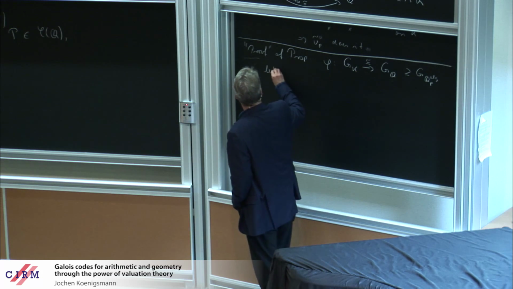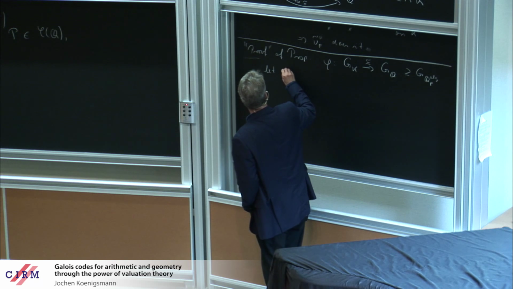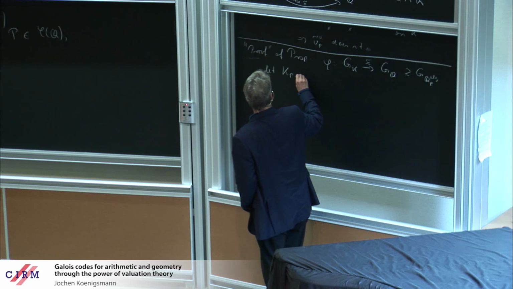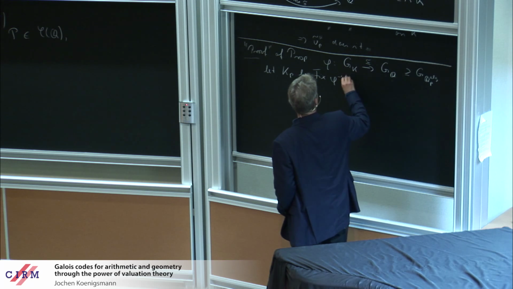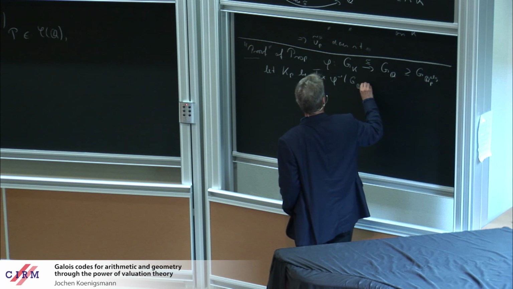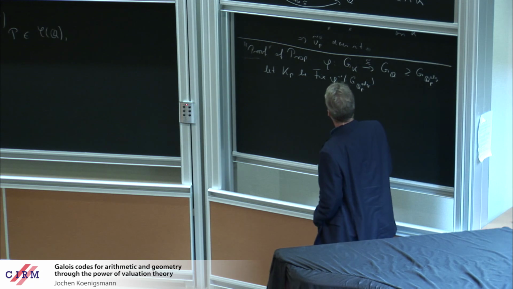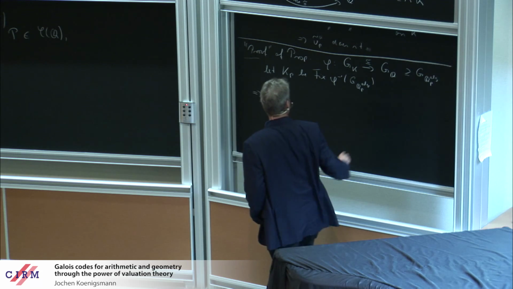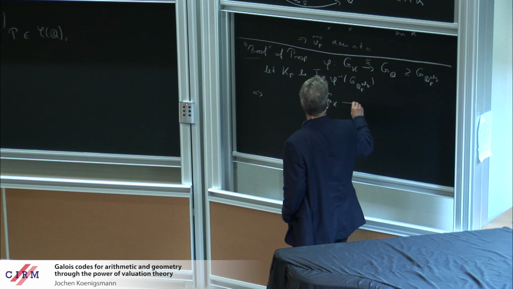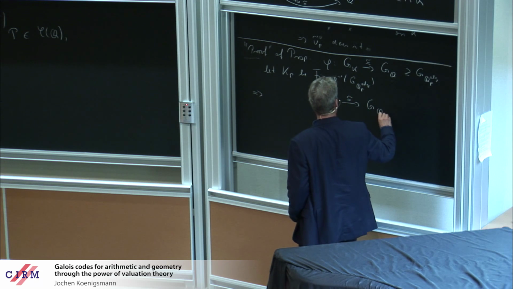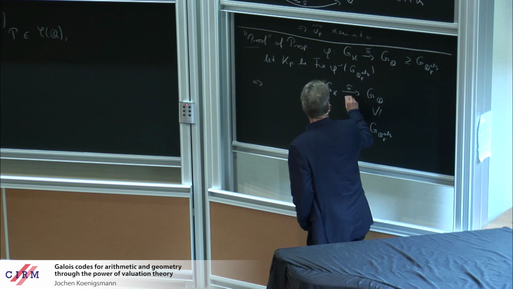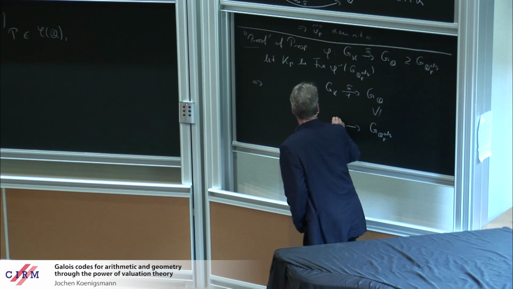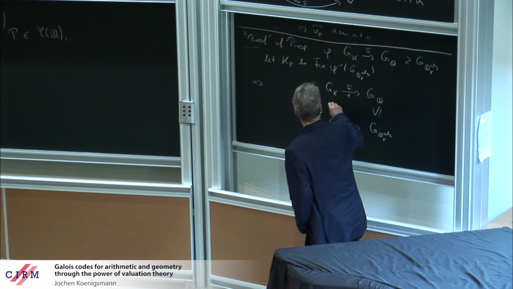So let K_P be the fixed field of phi to the minus 1 of G_Q_P algebraic. Then the picture is the following. Here's the isomorphism from G_K to G_Q. In here is sitting G_Q_P algebraic. The isomorphism, I've taken it back to give me the G_K_P, which is sitting in here.